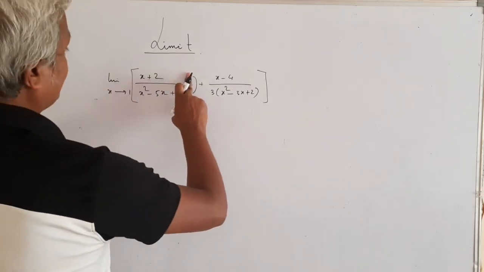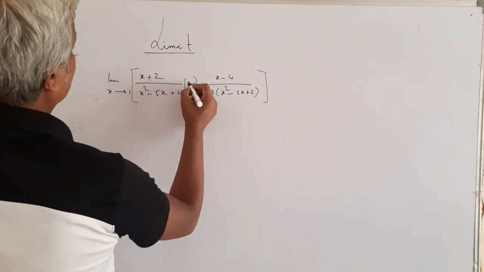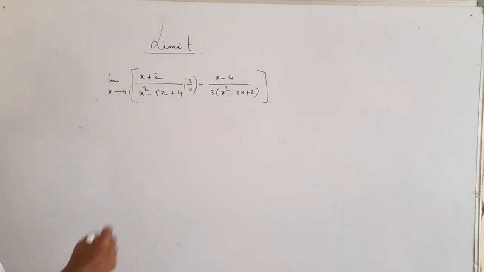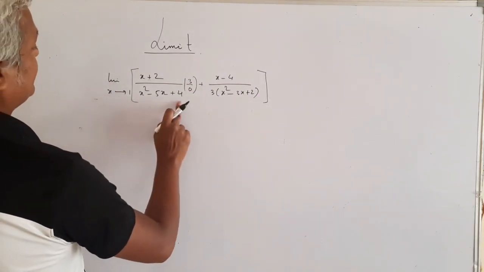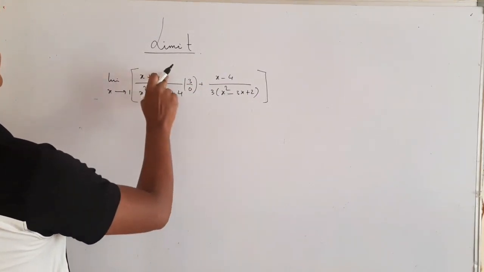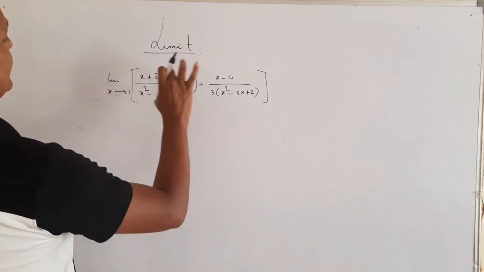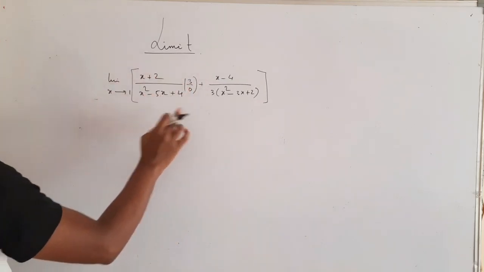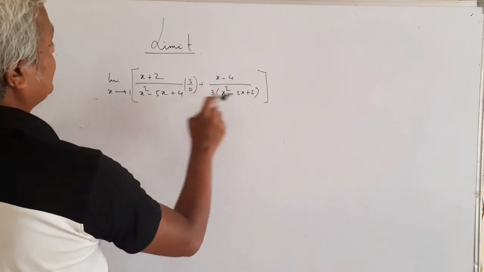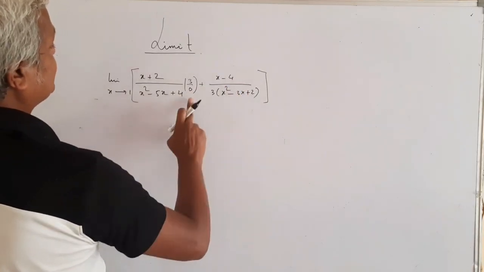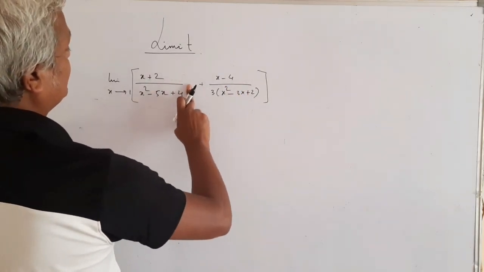But here you see we are not getting 0 by 0, we are getting 3 upon 0. It means x minus 1 is a factor of this denominator, but it is not a factor of the numerator, so you can never cancel them. Here also x minus 1 is a factor of this but not of this, so this idea is not going to work.